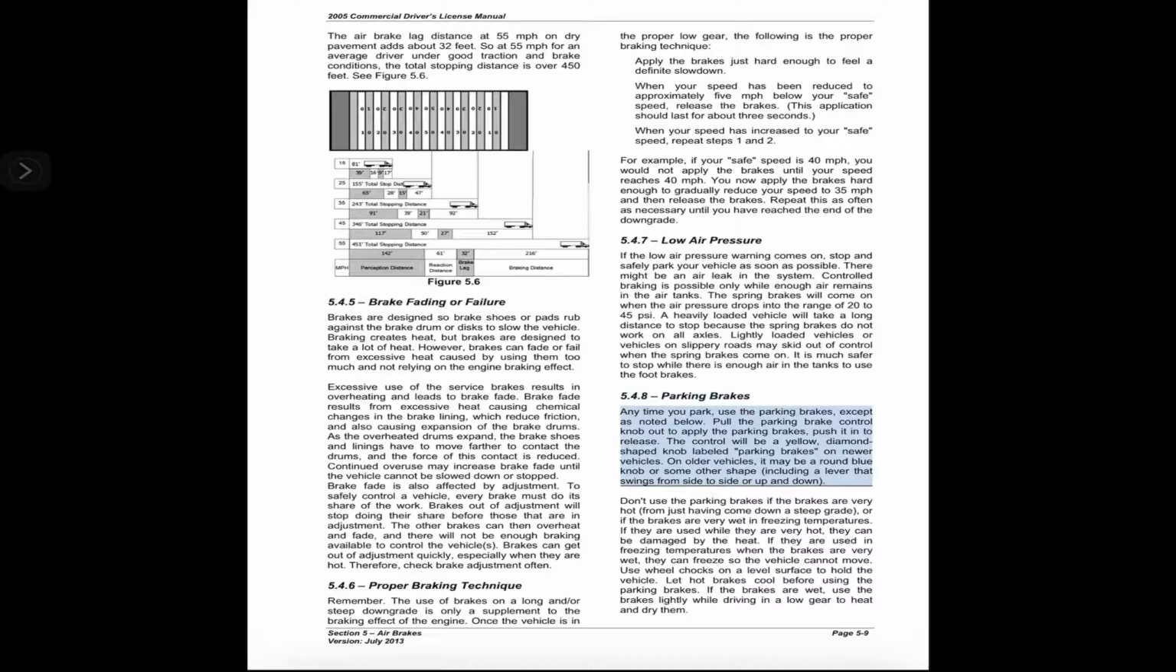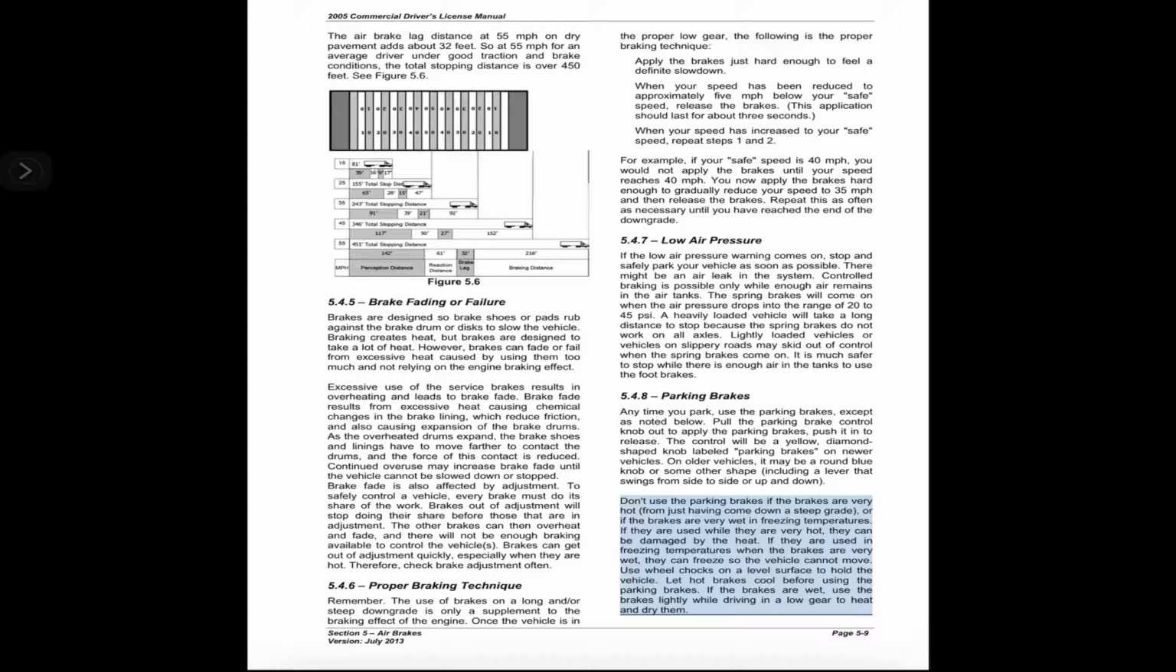5.4.8 Parking brakes. Anytime you park, use the parking brakes, except as noted below. Pull the parking brake control knob out to apply the parking brakes. Push it in to release. The control will be a yellow, diamond-shaped knob labeled parking brakes on newer vehicles. On older vehicles, it may be a round blue knob or some other shape, including a lever that swings from side to side or up and down.